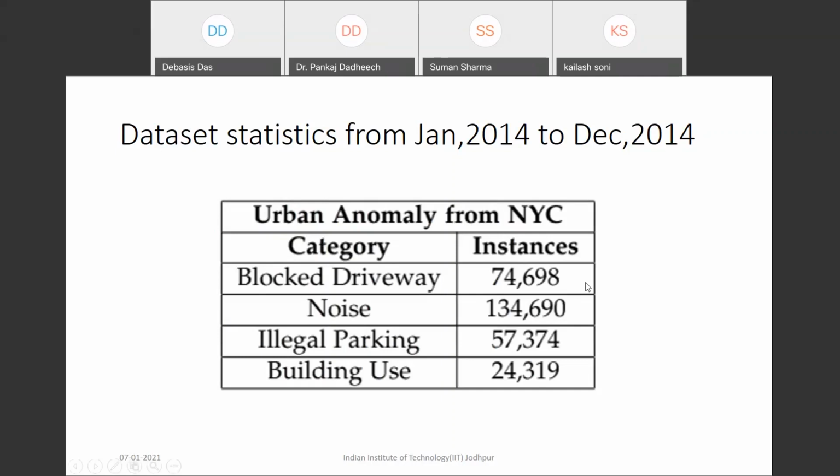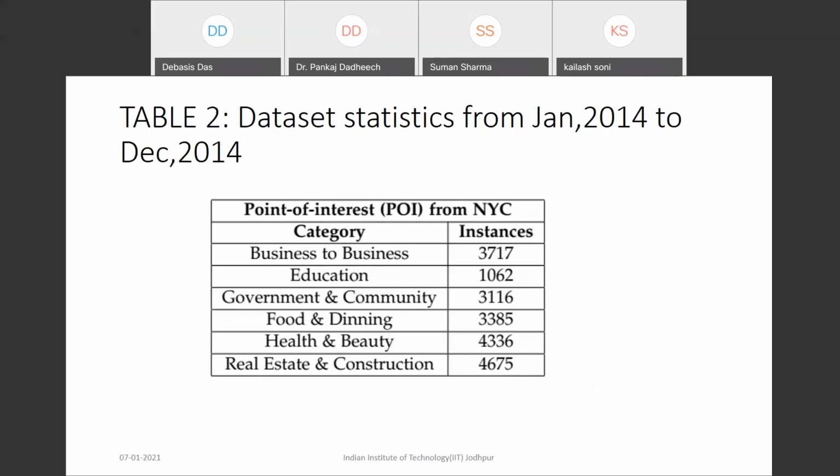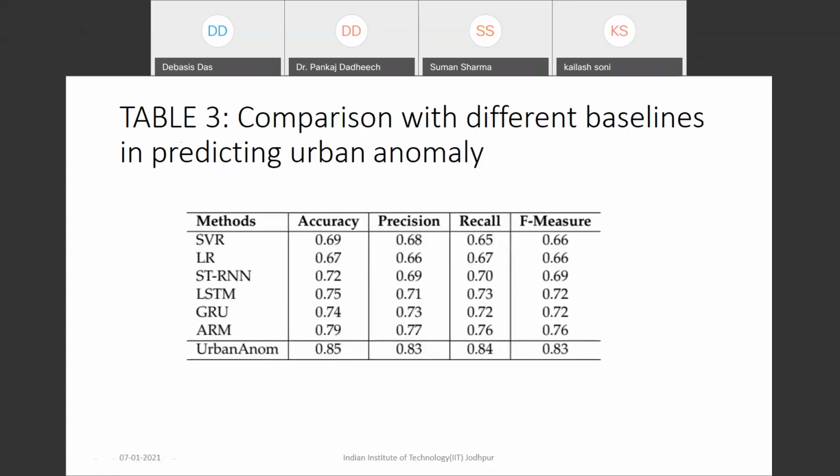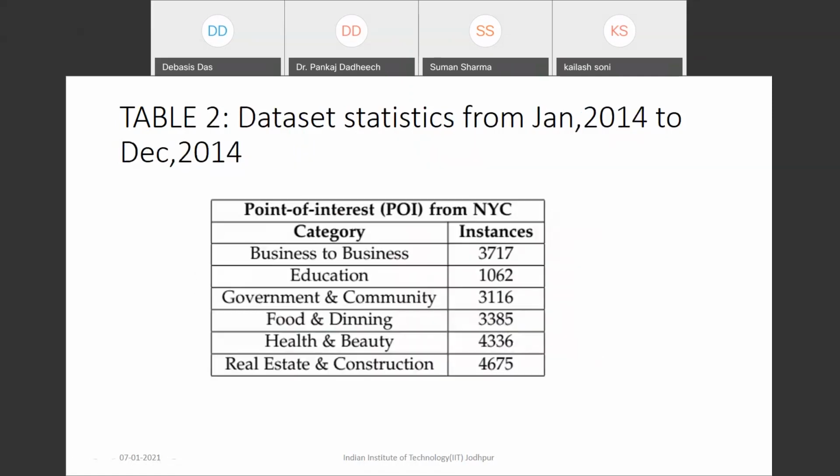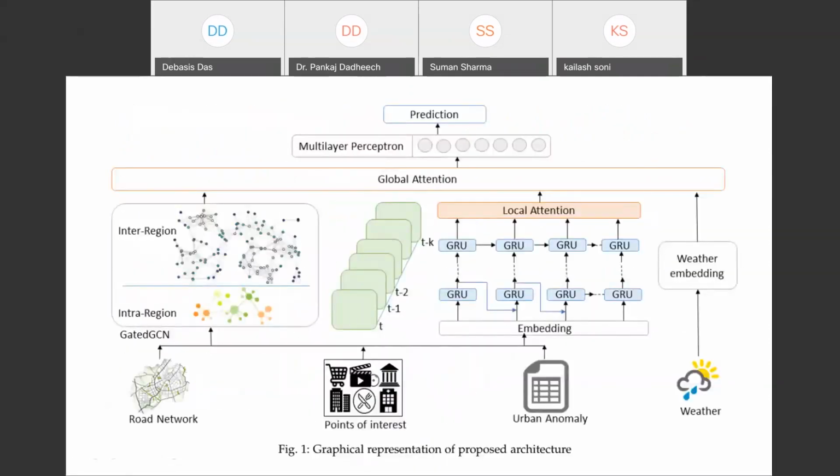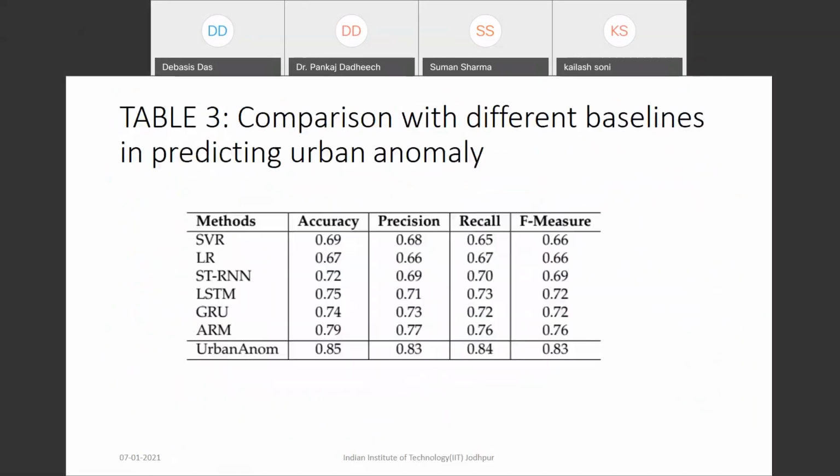These are the instances we collected. A large number of instances means basically the events. So these are the instances for this type of anomaly. Same for the point of interest, which we categorized like this. You can include more types of categories. As I just mentioned: food and dining, health and beauty, government and community, education. These are the points of interest and these are the instances available in your data set. This is a very important thing. The same is available for your road network, and this one is also available.